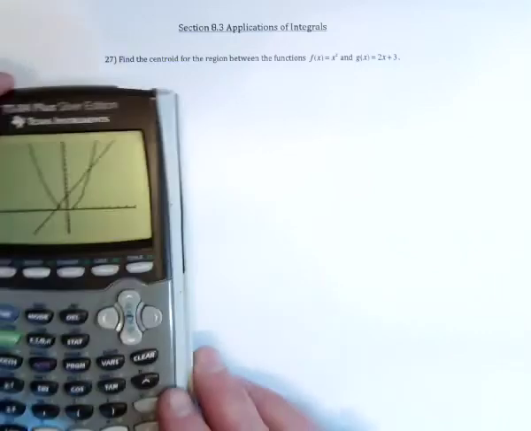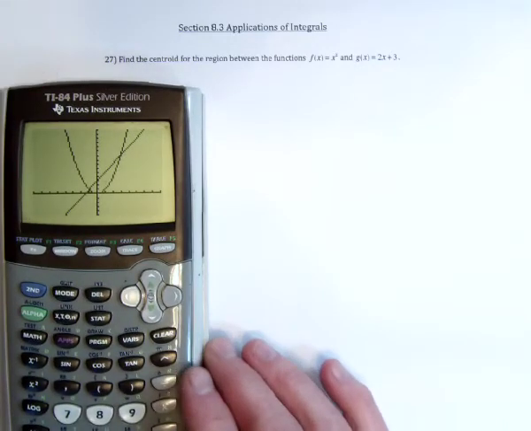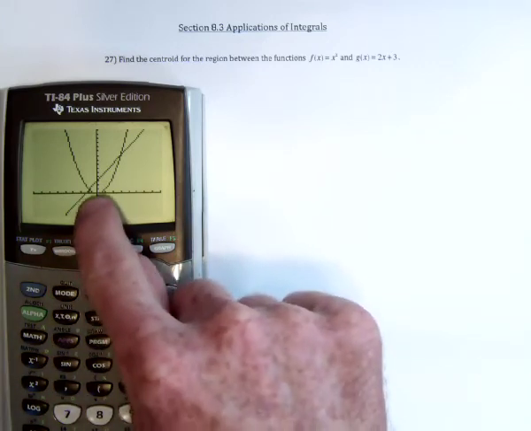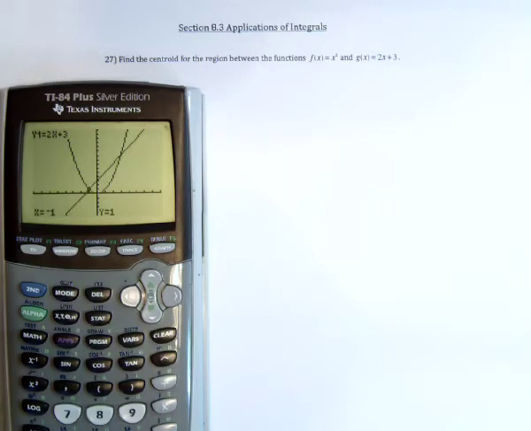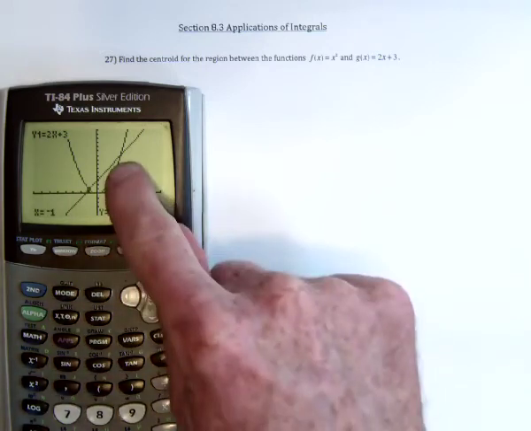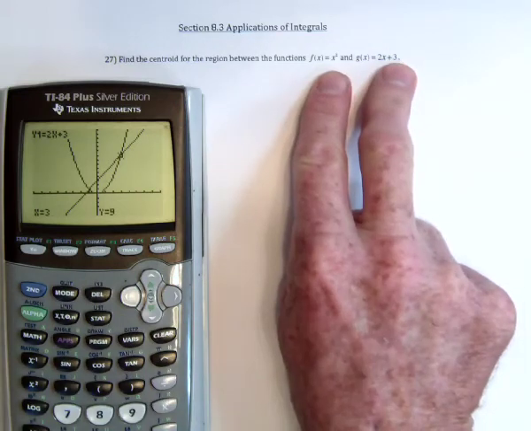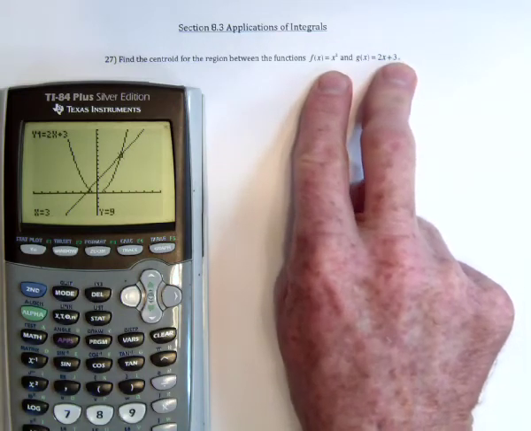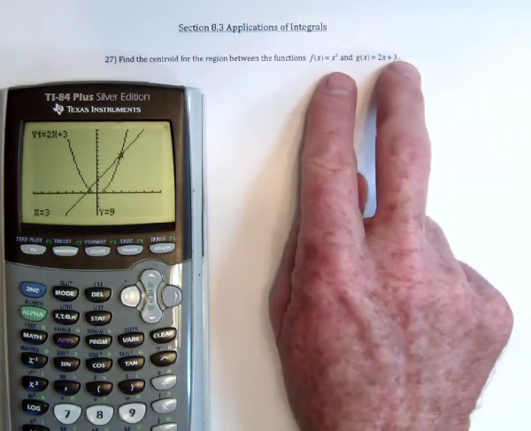The first thing we need to do with this one is find the region that's being talked about, because we need to know what the limits of integration are. Over here it is -1, and over here it is +3, which of course you could find by setting these equal to each other and factoring. So those are going to be the limits.